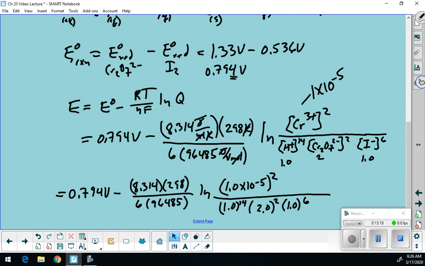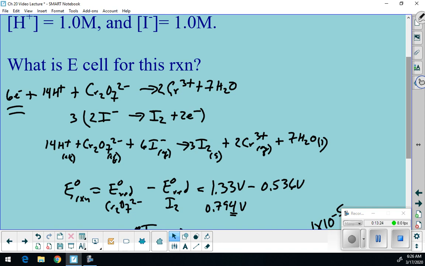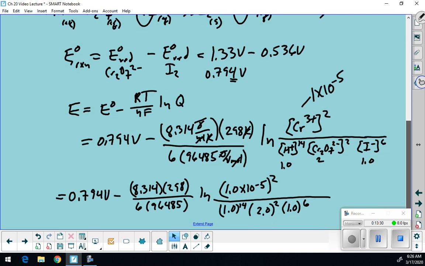How's that look? Let's go back and make sure I did this right. Right, I have a square to the 6th. Oh, this is not squared. My dichromate is not squared. That would have been a mistake. Get rid of that. This is not squared. It's just a 2. There we go. That could have been a whole big mistake.